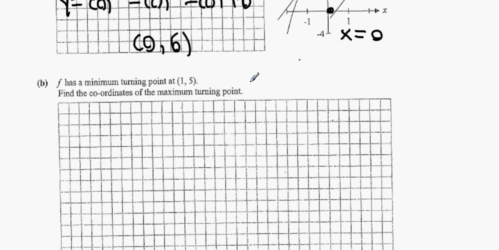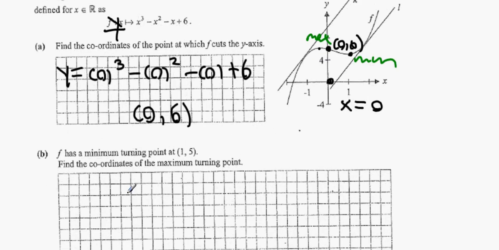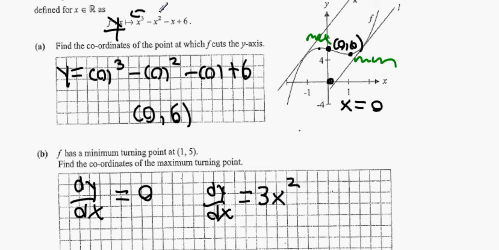f has a minimum turning point at 1, 5. Find the coordinates of the maximum turning point. I'll show you how to get the coordinates of both of them. To get a turning point, you get the first derivative and let it equal 0. So we differentiate, and x cubed turns into, bring the 3 in front, take 1 away from the power, 3x squared.